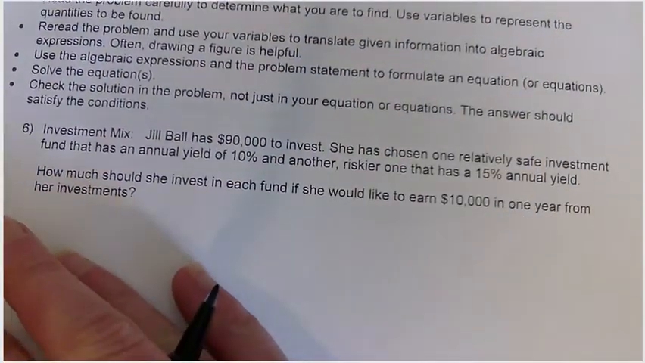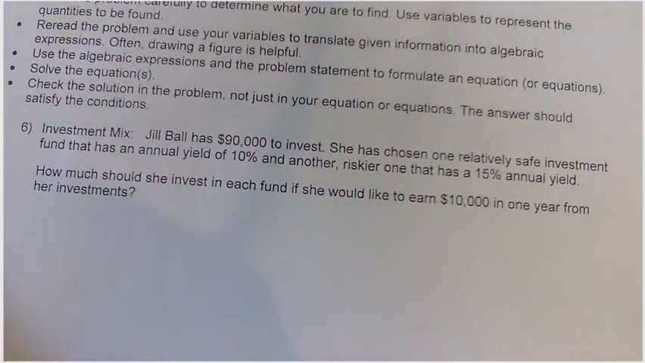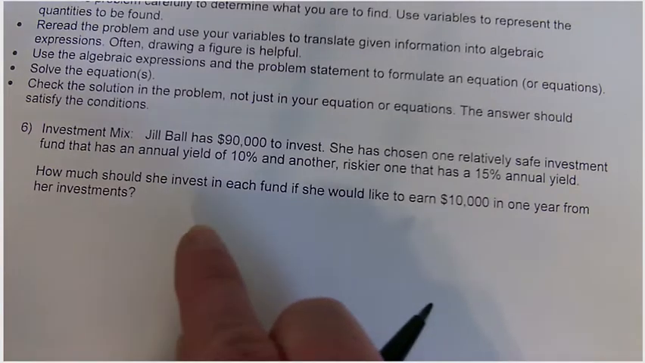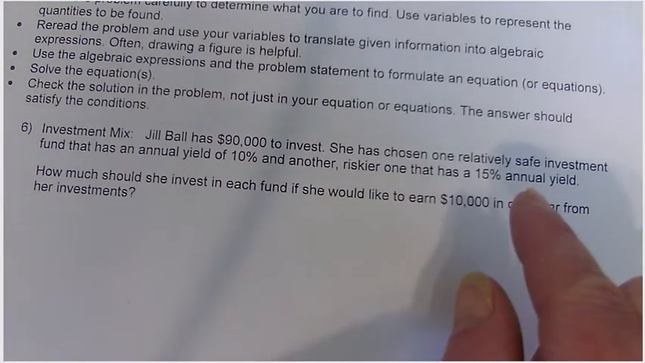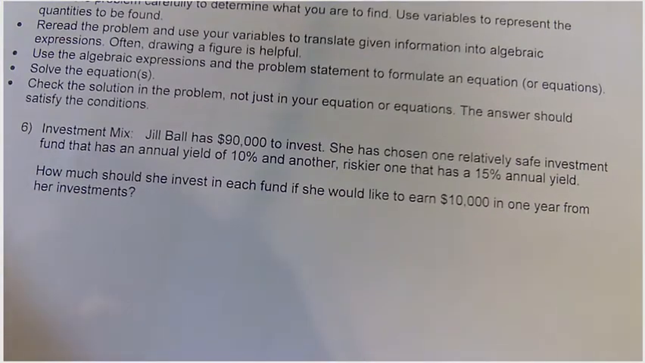Okay, so this is an investment type question. Jill has $90,000 to invest. She has chosen a relatively safe investment fund that has an annual yield of 10% and a riskier one that has a 15% yield. How much should she invest in each fund if she would like to earn $10,000 in 1 year?